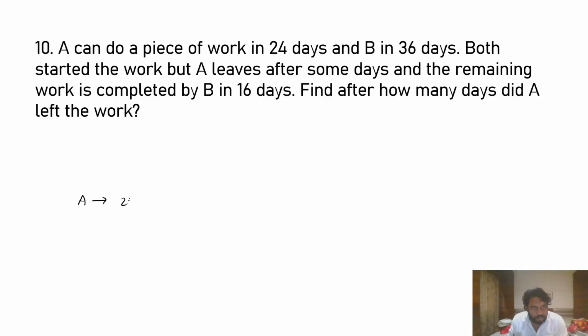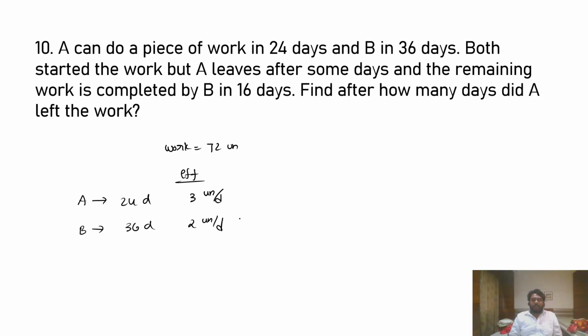A 24 days, B 36 days. Take LCM as work: LCM of 24 and 36 is 72 units. Now calculate efficiency. 72 by 24 is 3 units per day for A, and B's efficiency 72 by 36 is 2 units per day. Now try to understand, both started the work, but A leaves after some days. We don't know after how many days, so consider it as X.